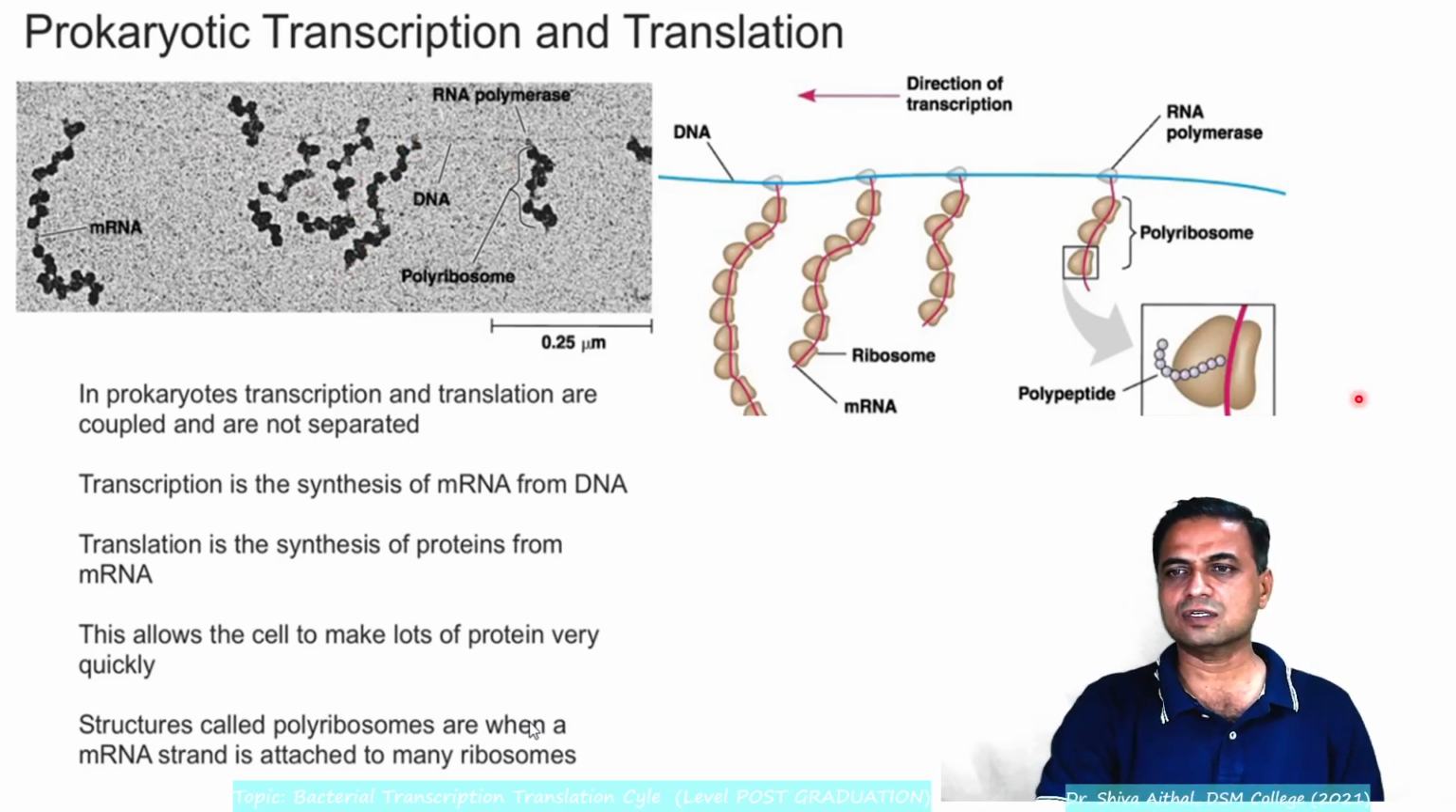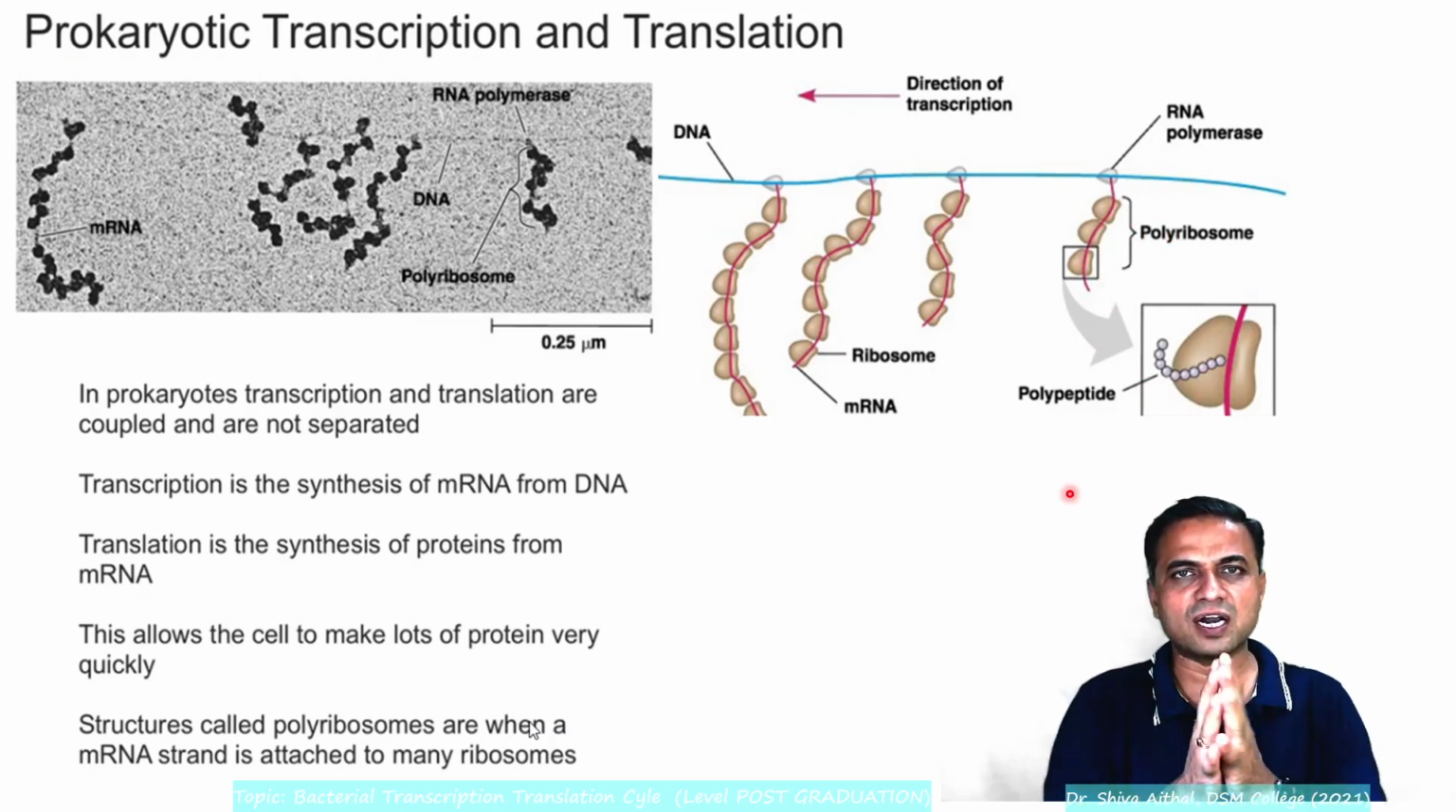This picture is shown in a clear drawing fashion here. So DNA, this is RNA polymerase, all these are moving in this direction of transcription, and polyribosomal, that is polypeptide synthesis, has started. Amino acids are being accumulated. This is coupled transcription and translation. Have this picture in your mind for my next slides. This is a small lecture.